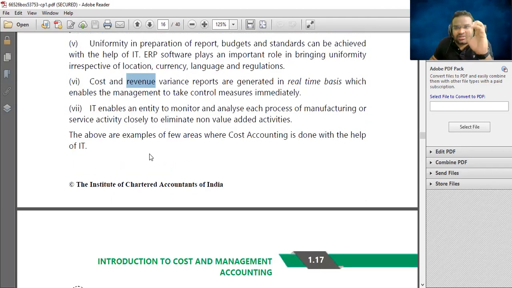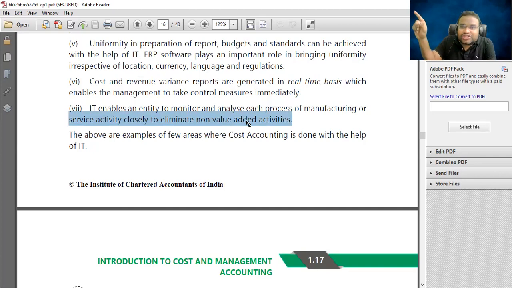See, there are many terms here. Unless they are taught in a separate concept, it is difficult to understand. Here they said eliminate non-value-added activities. So what is value-added and non-value-added? You need to understand what the value chain is: under cost reduction, value chain, value-added, non-value-added. Then you will be able to relate that item here.